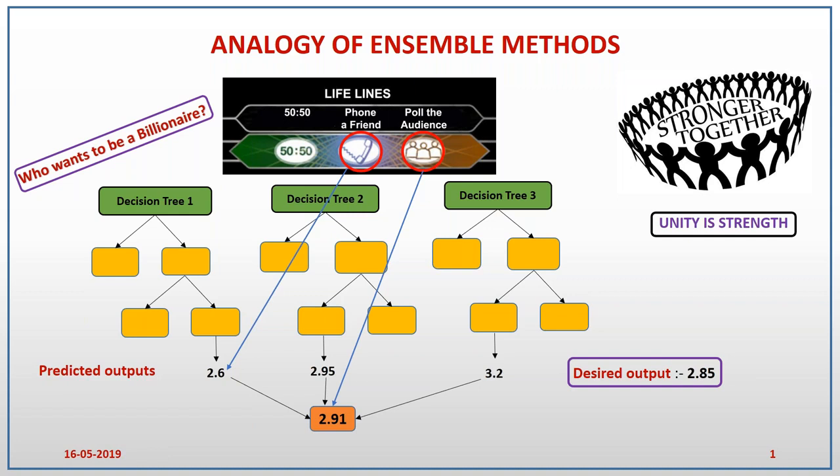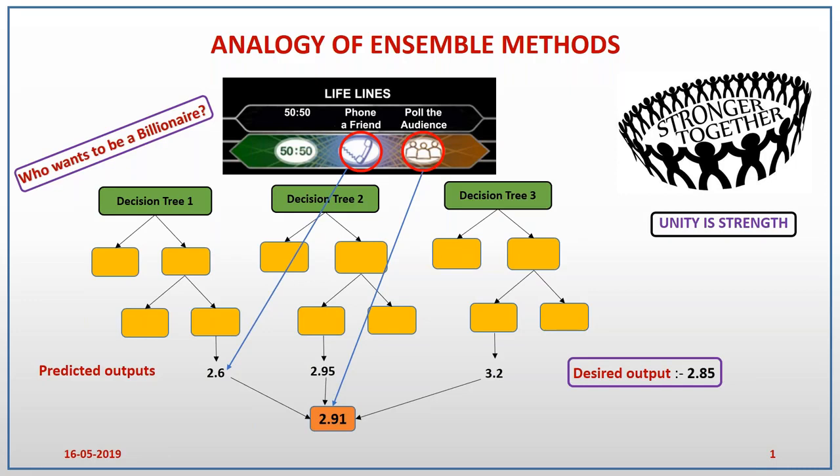So when you aggregate all these, you'll be getting 2.91. This is very closer to the desired output. So this is why we use ensemble methods. Here, decision trees are weak learners, because you can see the variance that is there between predicted output and the desired output. We make these weak learners stronger by doing the ensemble or average. So we can see they are stronger together.